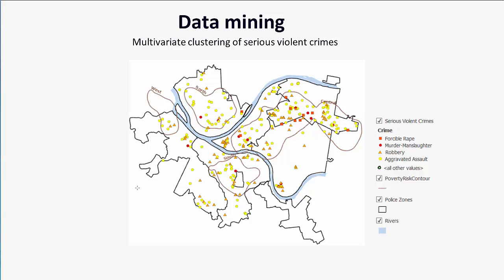So the end result that we're looking at here are the clustering of these types of crimes, and then we have that overlaid with 2 other layers, a poverty risk contour that was actually created originally from spatial analysis, and then also the police zones in Pittsburgh. Data clustering like this is purely an exploratory method. There are no right or wrong clusters, only more or less informative ones.